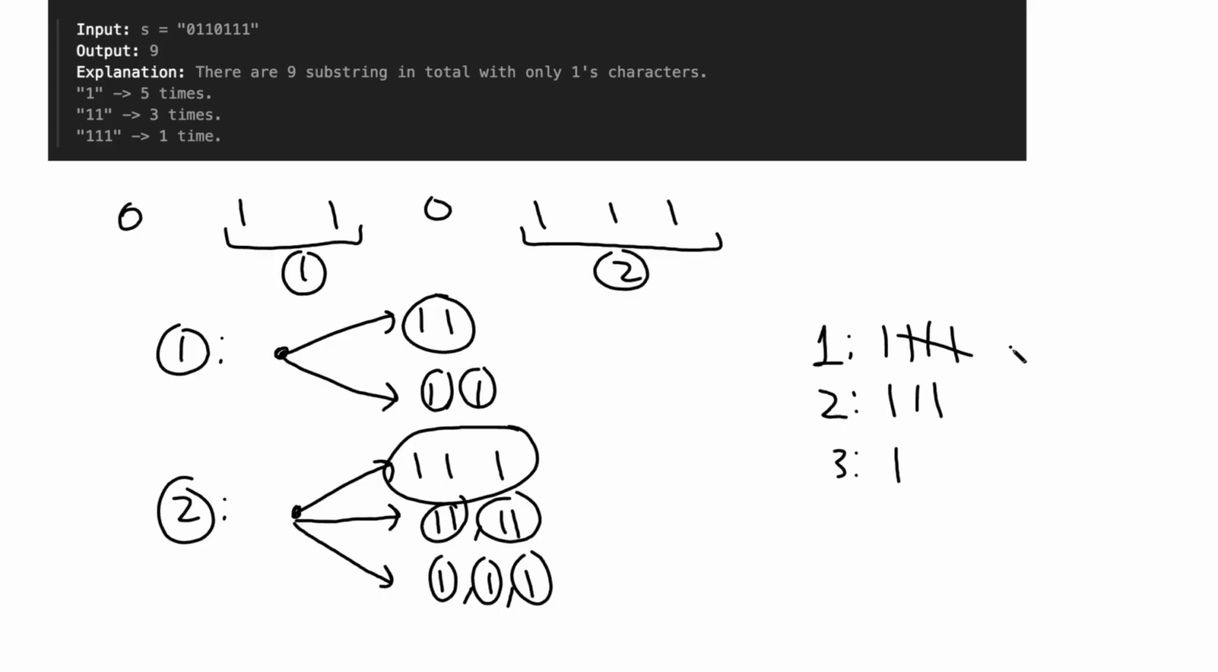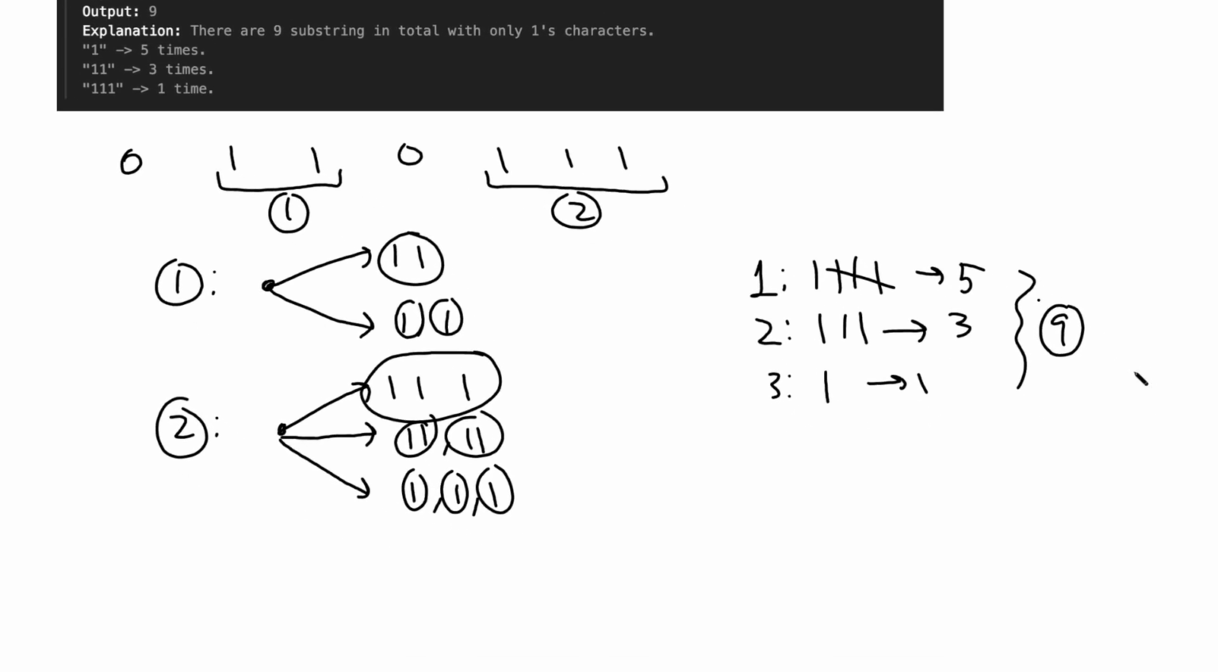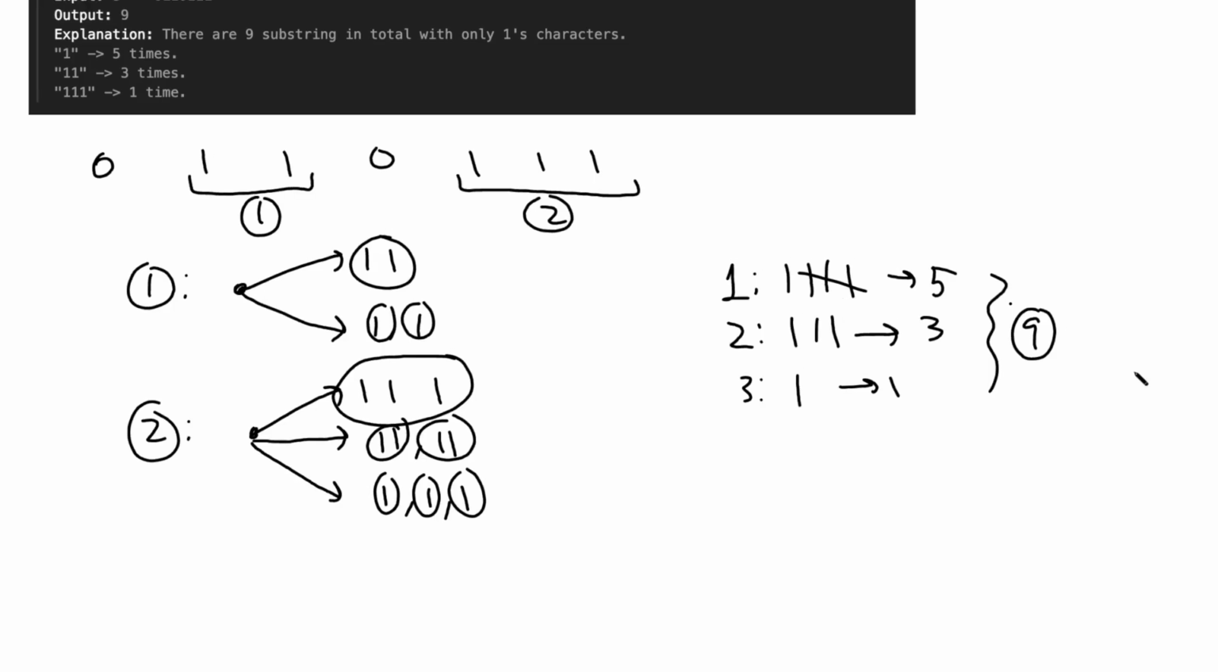So therefore, that's how we got the answer. There's 5 here, there is 3 here, and there's 1 here. Sum it up, we get 9 total substrings. So the observation you can make here from how we broke down each big substring is that if I have a substring of length n, I can break it down into substrings of length n minus 1, n minus 2, all the way down to 1.